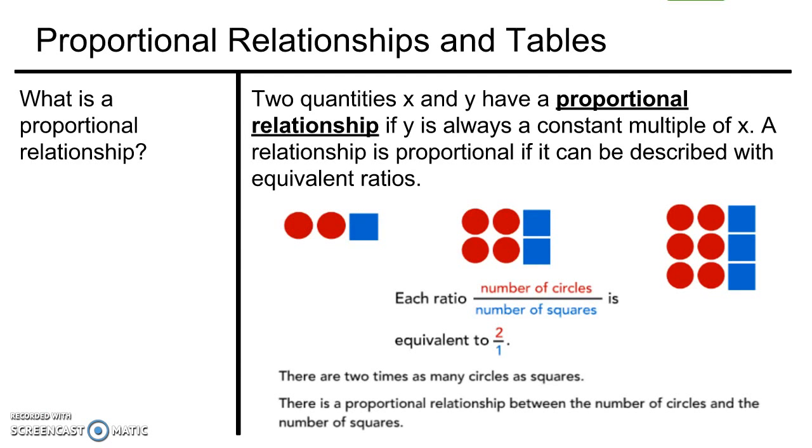All right, as in our other lessons, this should already be in your notes. This is just to refresh your memory. You don't have to copy this unless you've lost it or you don't remember it. But remember, first, what is a proportional relationship? It is when two quantities, x and y, have a proportional relationship if y is always a constant multiple of x. So if we do the ratio y divided by x, it should be the same thing every time.